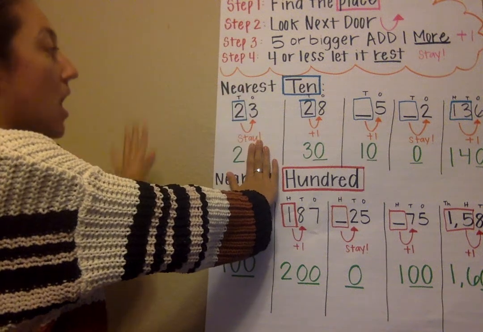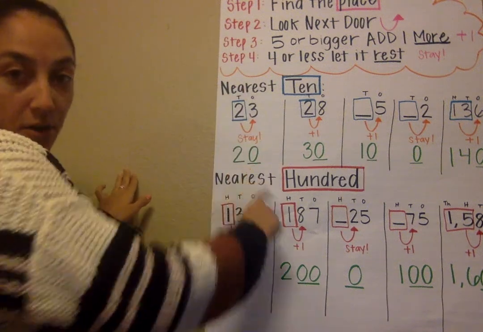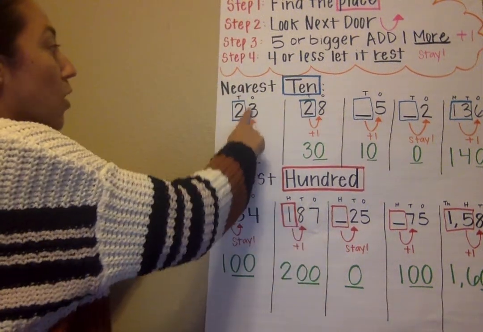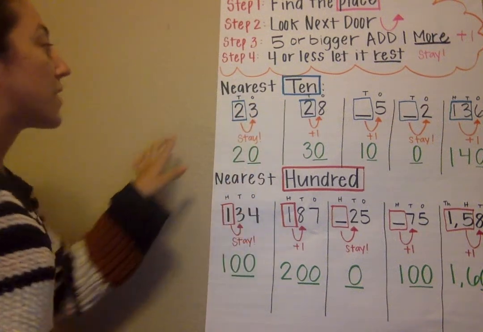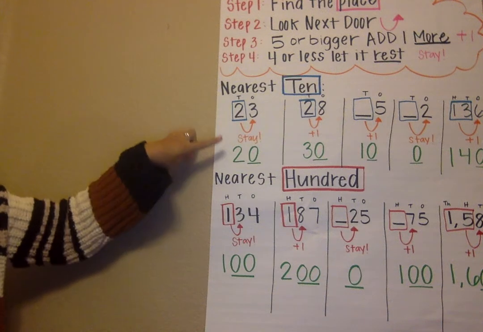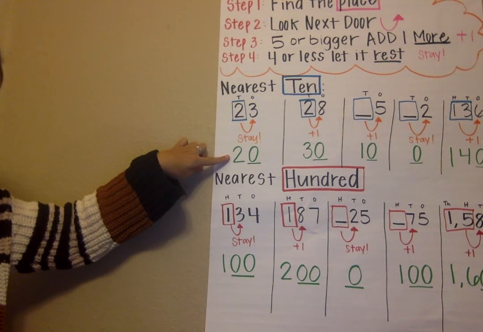Whatever number is not boxed, you add a 0 for. So here there's only one number that's not boxed, so I'm only going to add 1 0. So then the number 23 rounds to 20 in the tens place.